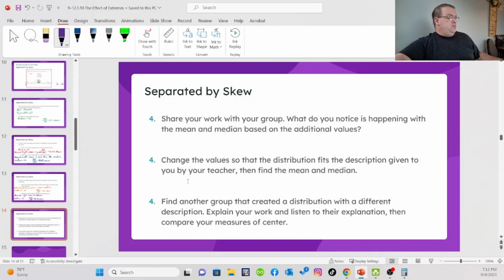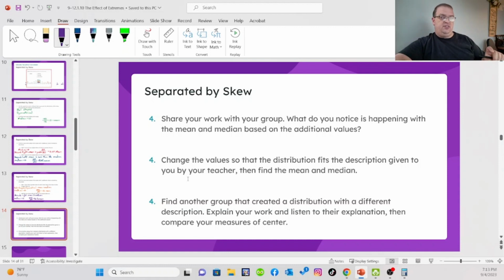The values where you chose a description, hopefully when you compared these with other groups, you will have seen this same trend. And then finally, find another group that created a distribution with a different description, explain your work and listen to theirs. Then compare your measures of center. Hopefully you were able to see more examples of what we showed going through this.